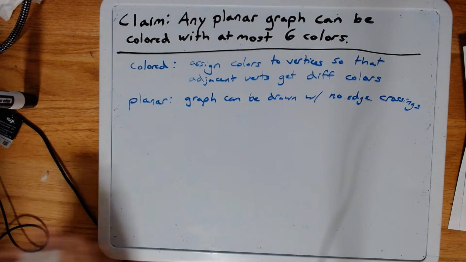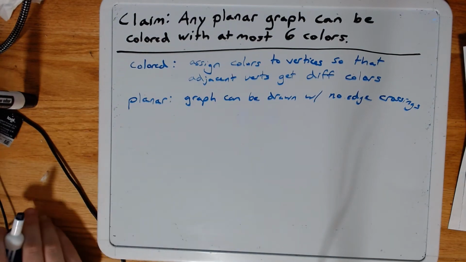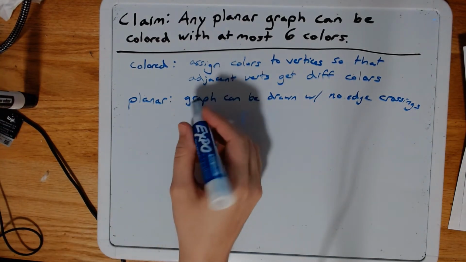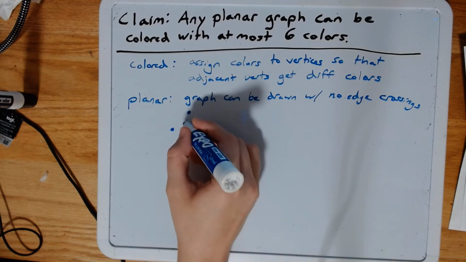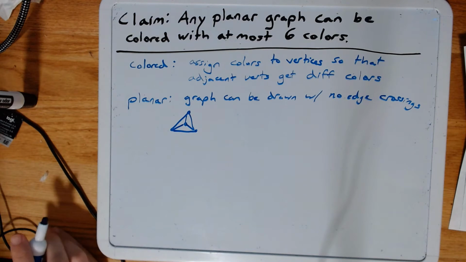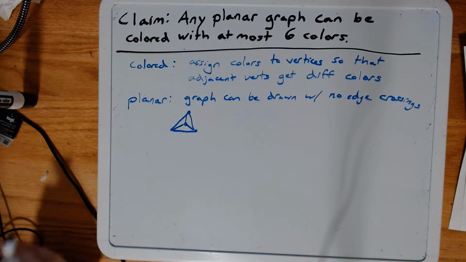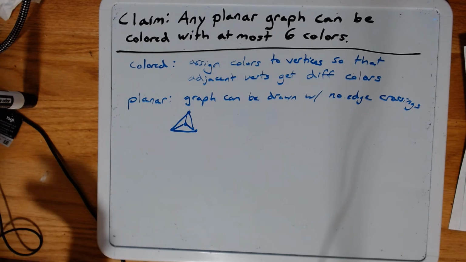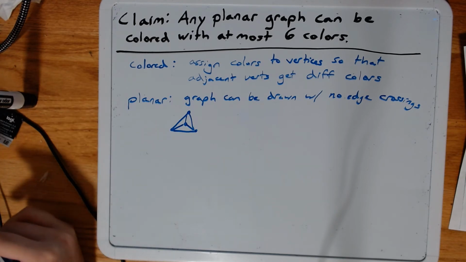Right, so all paths are planar, all cycles are planar. The complete graph on 4 vertices is planar because we can draw it like this. But it turns out the complete graph on 5 vertices is not planar. There's no way to draw it so that none of the edges cross.